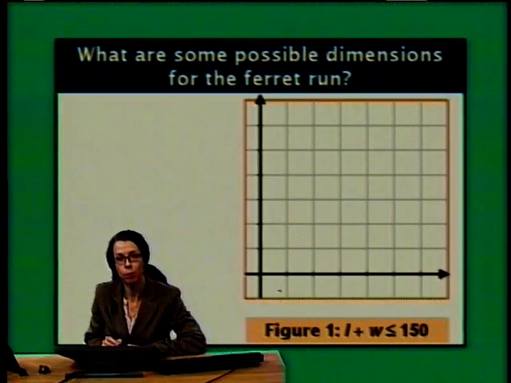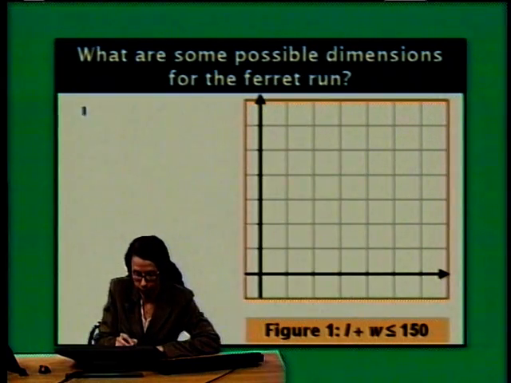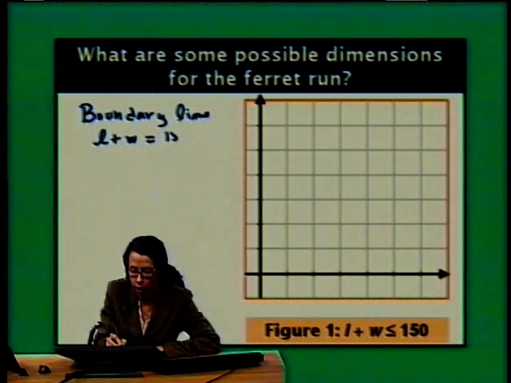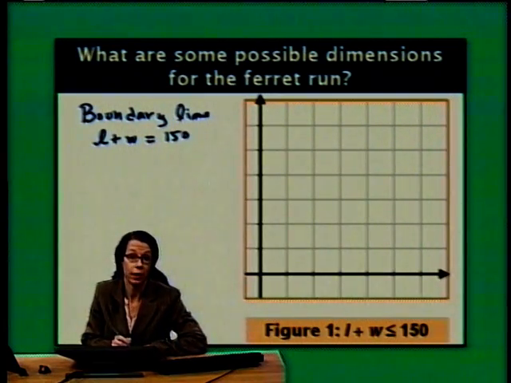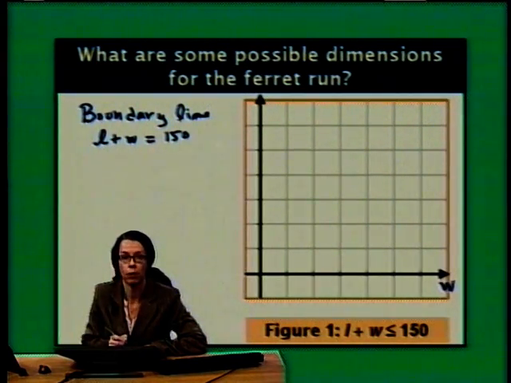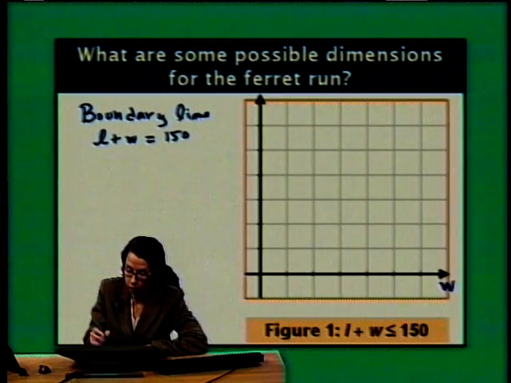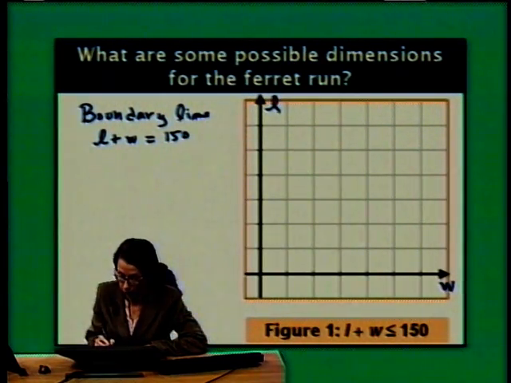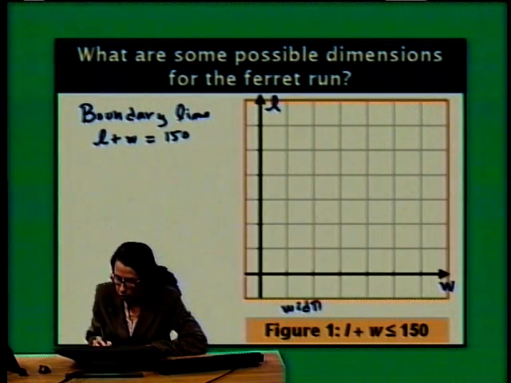So I'm going to start by graphing the boundary line. The boundary line in this case is L plus W equals 150. It's going to be pretty easy to find some solutions to this equation. I think I'm going to put the width of the ferret run on the horizontal axis and the length of the ferret run on the vertical axis. So let me just take a moment to label my axes.